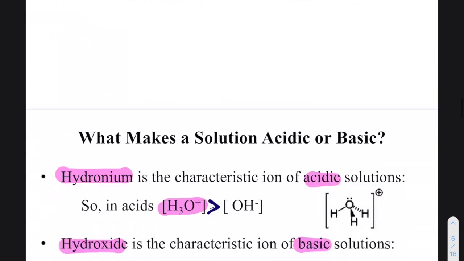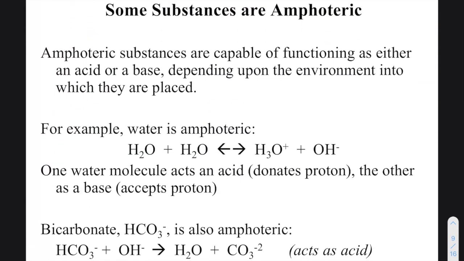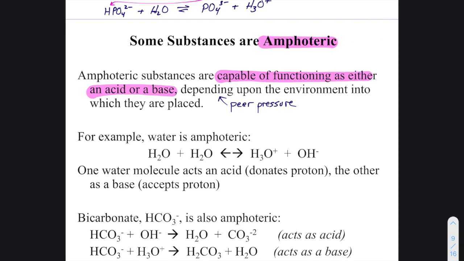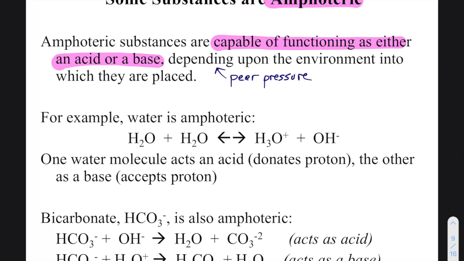There are some substances, water being one of them, that can act as either an acid or a base. So we call them amphoteric. They're capable of functioning as either an acid or a base, depending on the environment they're placed in. They kind of get what we call peer pressure from another substance. If they're in the presence of another substance that's an acid or a base, these amphoteric substances can be forced to act a certain way. Water is probably the most common.